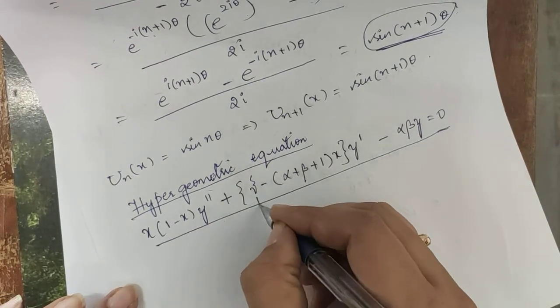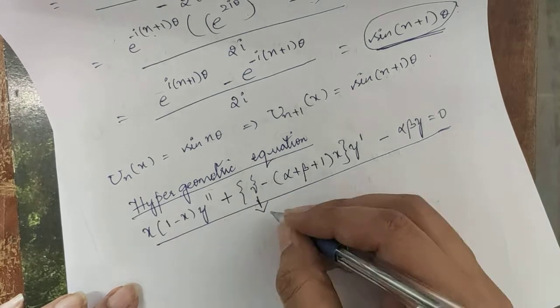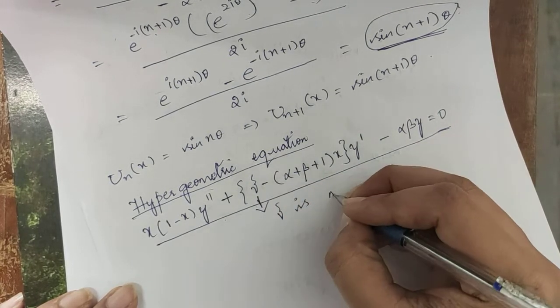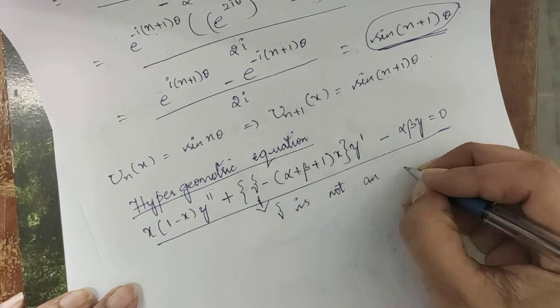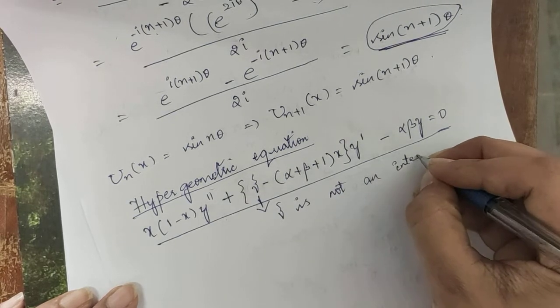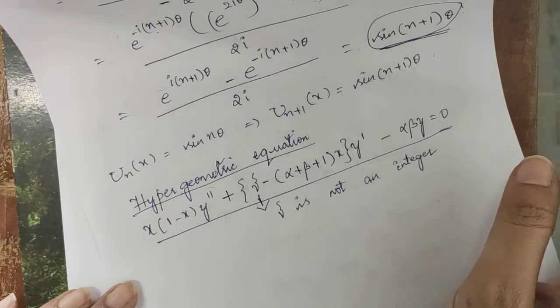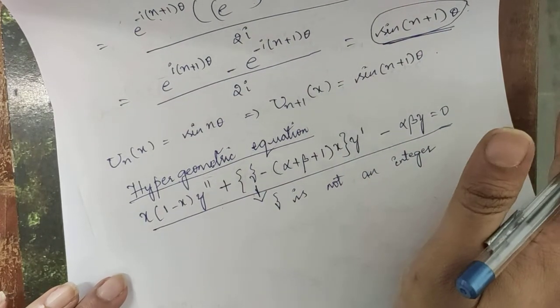Here your gamma is not an integer, so we will just retain gamma as it is. We are not changing the value anywhere.